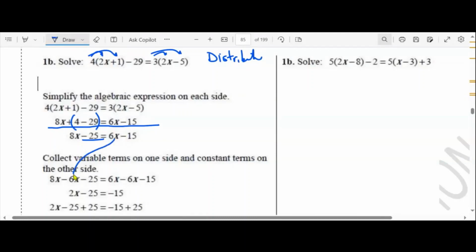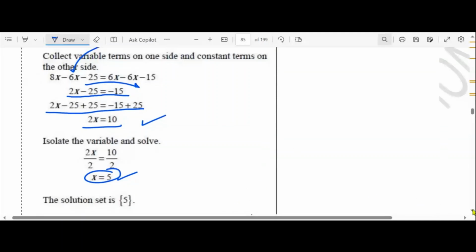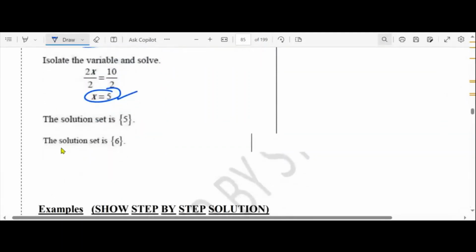Move the 6x to the left side, or add negative 6x to both sides. You get what? 2x minus 25 equals negative 15. Then move the negative 25 to the right side, and you get 2x equals 10. So x equals how much at the end? 5, because I divide. Is this clear? So your solution set is 5. After you get the solution set, you have to what? Check your answer. Is this clear? Yes.